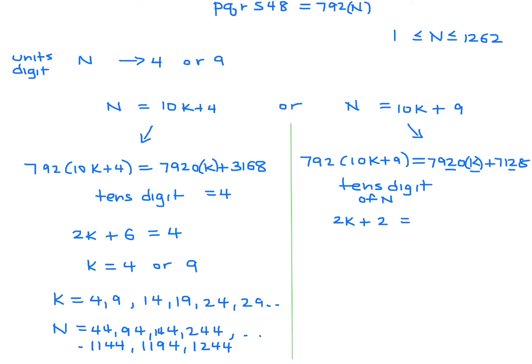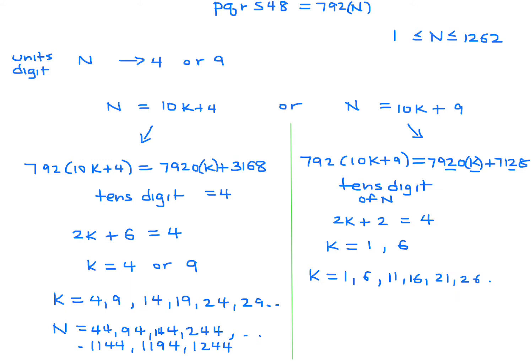And that's got to equal, as before, this 4. Okay, so let's see what k can be for that to match up. K is most likely 1 or 6. Those are the only values that would work. If that's the case, that means k is going to be 1 or 6, and then anything that has 1 or 6 as its last digit. So 11, 16, 21, 26, and so on, right?